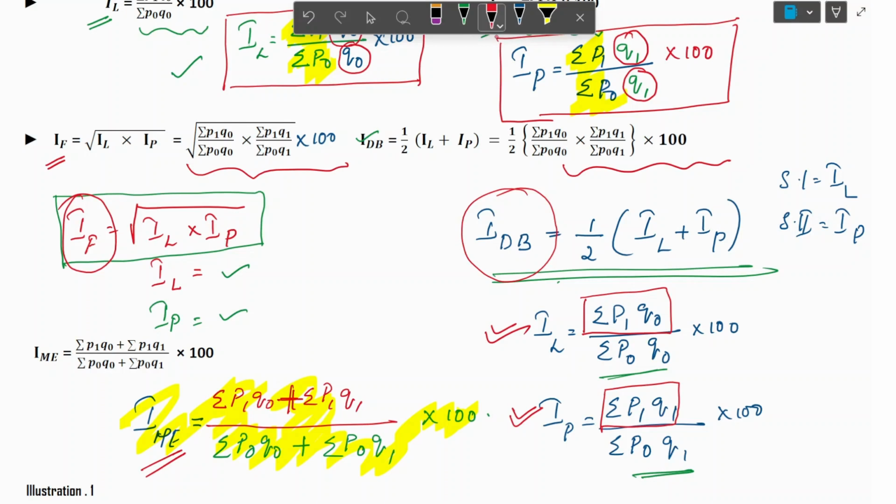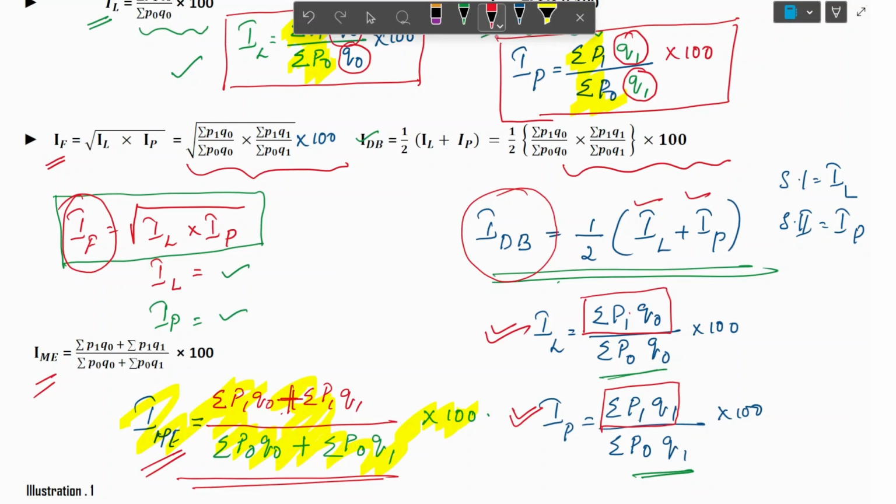How to solve it? Most of the time the question asks to find the Fisher's index number. Therefore, once it is a Fisher's index number, you need to calculate IL and IP. If they are asking for IDB, the Dorbish-Bowley's price index, in the same way you need to calculate IL and IP first. Then next, IME. Here there is no step 1 like IF or IDB; you can write the complete column directly, but you have to remember this formula. While remembering, I told you a trick. You have to remember it first: write IL and IP, then add the numerator of IL plus the numerator of IP. What is the denominator?